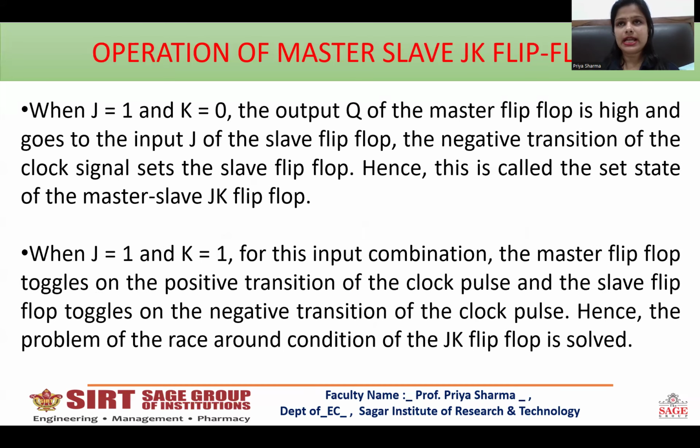When J is high and K is low, the output Q of the master flip-flop is high and goes to the input J of the slave flip-flop. The negative transition of the clock signal sets the slave flip-flop, hence it is called the set state of the master-slave flip-flop. When both the inputs J and K are high, for this input combination, the master flip-flop toggles on the positive transition of the clock pulse and the slave flip-flop toggles on the negative transition of the clock pulse. Hence, the problem of the race around condition of the JK flip-flop is solved using the master-slave flip-flop.